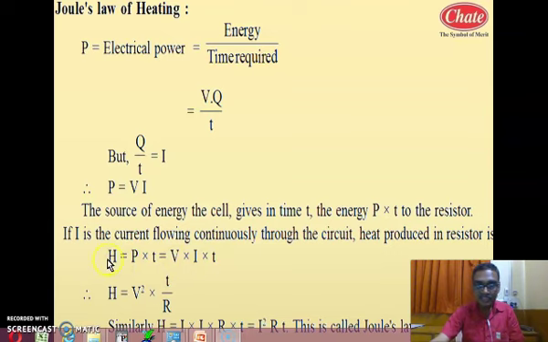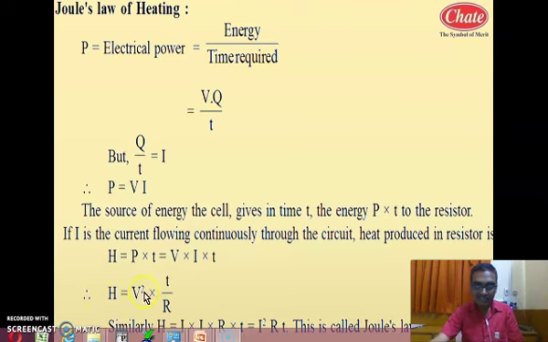Students, these are the various forms of the heat equation that you have to remember. This is one more form of the heat: heat equals V into I into T. How did we get this? Heat is power into time, and power equals VI. Hence the equation for the heat is VIT. Now we will modify this equation by substituting for I. I can be substituted by Ohm's law as V by R. Hence this equation becomes V into V, V square by R into T. This is another form of the heat equation.